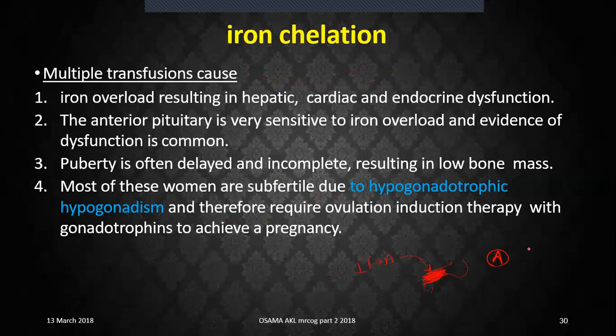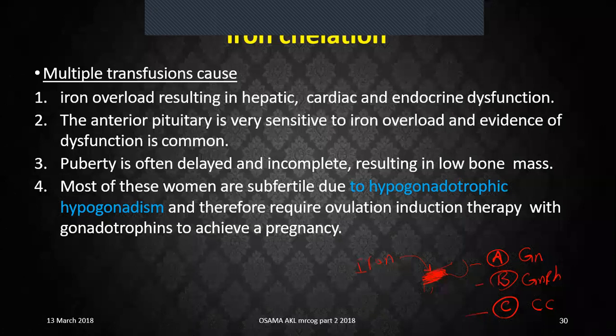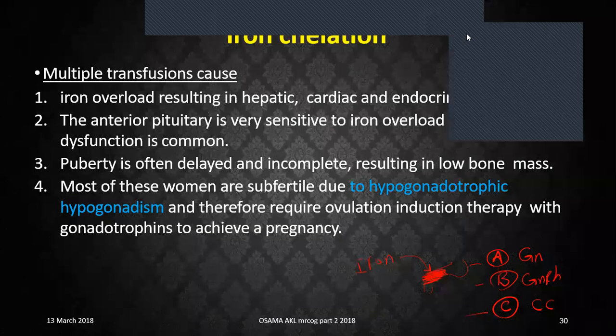Number A, by gonadotrophins. Number B, GnRH analog. Number C, by clomiphene citrate. Can you tell me which line is suitable? You can write the answer on the screen. Choose A, B, C. You can write on the screen directly, not on the chat.